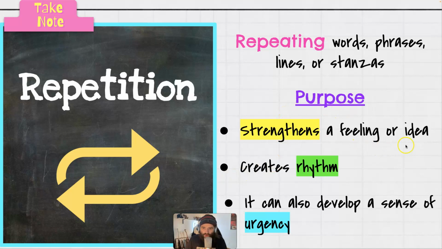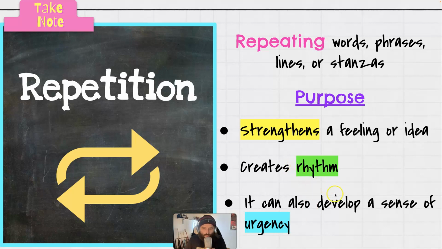It strengthens the feeling or idea. It creates rhythm. It can also develop a sense of urgency. And also just thinking about repetition, think about when your parents repeat things. Why do they repeat things? There's a reason why. It's stressing an importance to why they're repeating it.